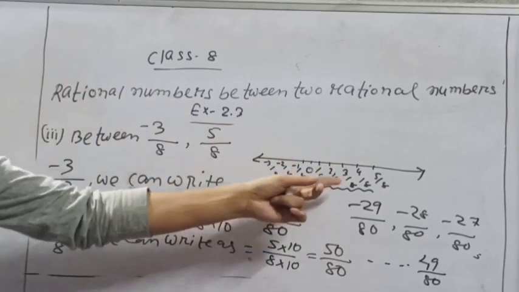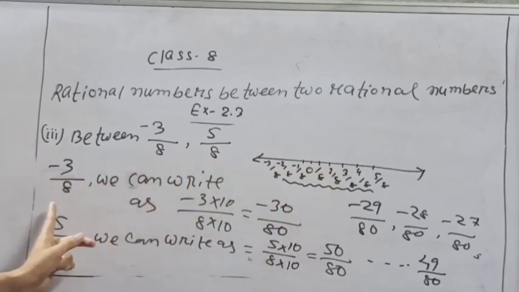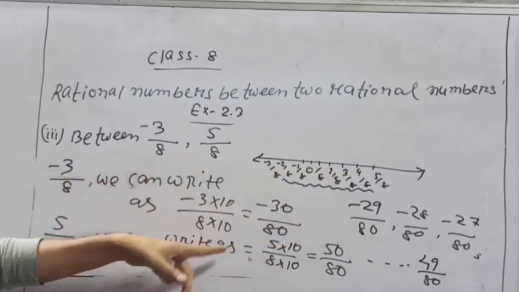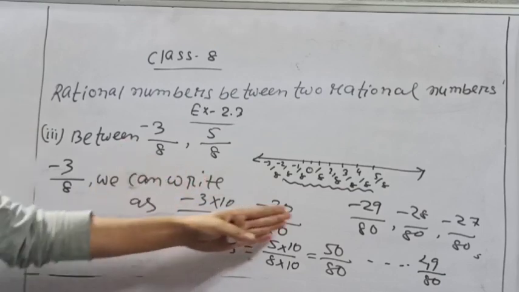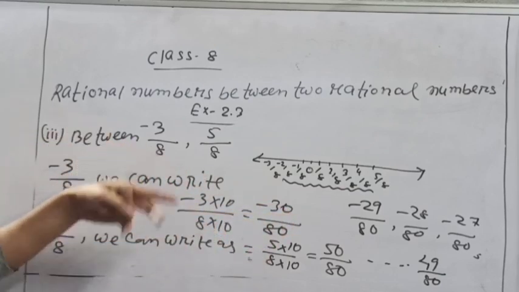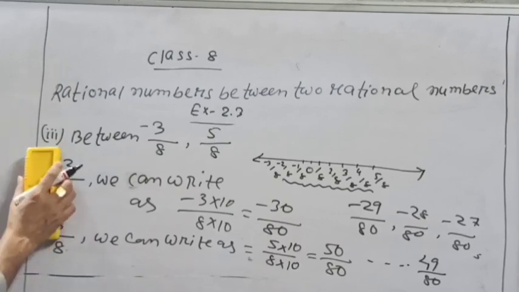You can take this idea, the number line. Another way, we can multiply both numerator and denominator to make the same denominator, and we can find rational numbers between two numbers. So these are the two ways we can find more and more rational numbers between two numbers.